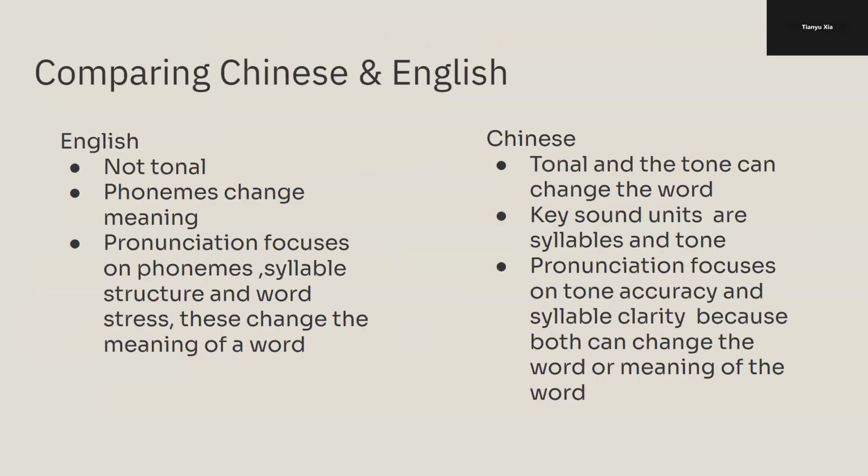So both languages are very different, but they both use phonological knowledge just in different ways depending on how the speaker uses that knowledge. For example, in English, the tone of how you say something doesn't change the meaning of the word, while in Chinese, it can. English uses phonemes to change the meaning of the word.